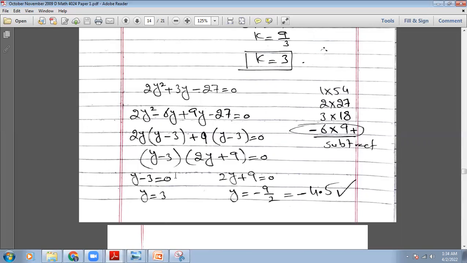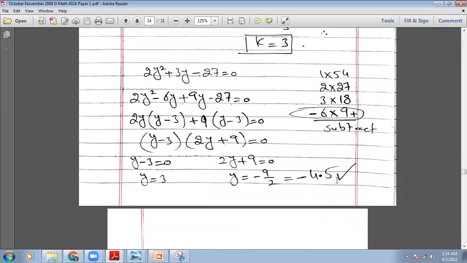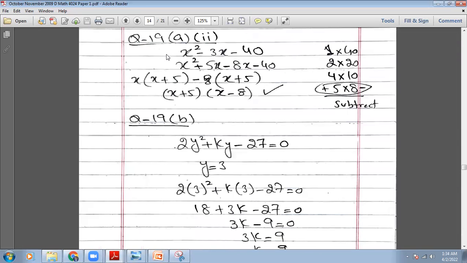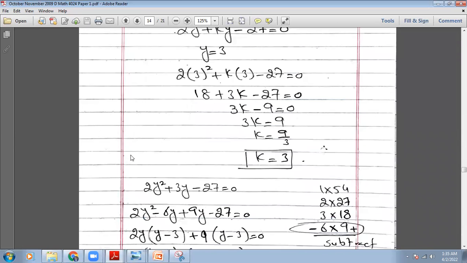So y will be 3. And 2y plus 9 is equal to 0. So 2y will be equal to minus 9, so y equals minus 9 by 2, and that will be minus 4.5. So the other solution, one solution 3 was already given in this question. The other solution is minus 4.5. So that was question number 19, its B part.